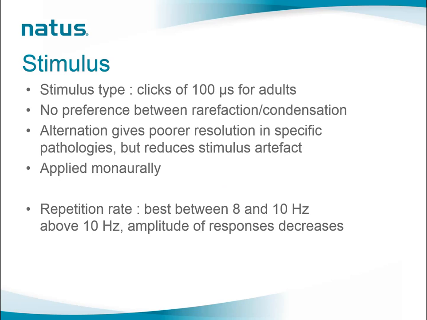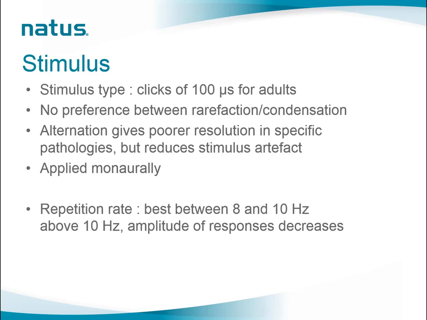For the stimulus, the ACNS recommends the use of clicks with a duration of 100 microseconds for adults. They give absolutely no recommendation about the type of stimulus that should be used, for example, rarefaction, condensation. However, what they say is that the use of alternation may give poorer resolution of the responses for specific pathologies. At the same time, it is still a nice pattern we can use because it reduces the stimulus artifact in some cases.